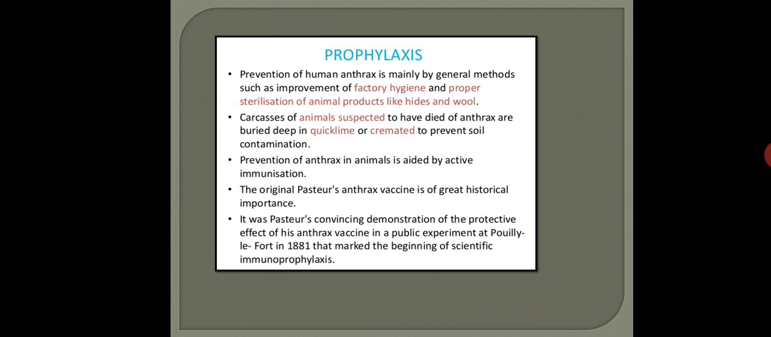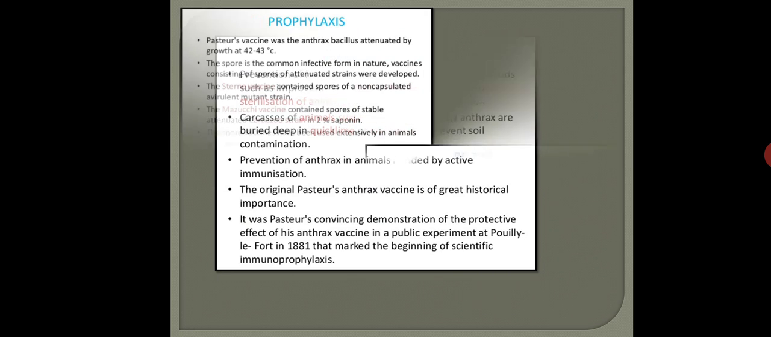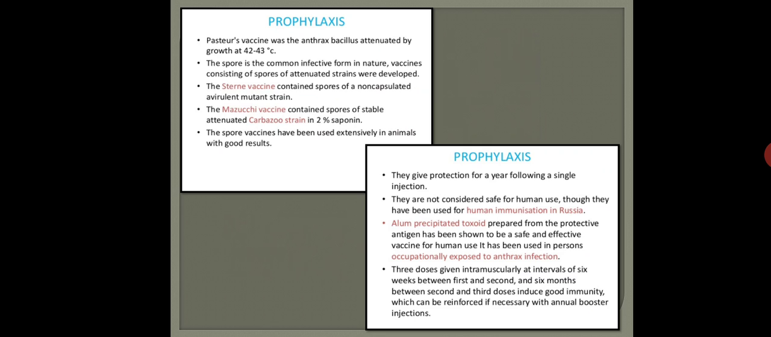There are vaccinations available for anthracis, which was first developed by Pasteur, known as the Stern vaccine. The Pasteur anthrax vaccine is of great historical importance. In this way you can maintain prevention or prophylaxis just by maintaining hygienic conditions of pet animals plus yourself also. Get vaccination done so that there will not be any anthrax disease.